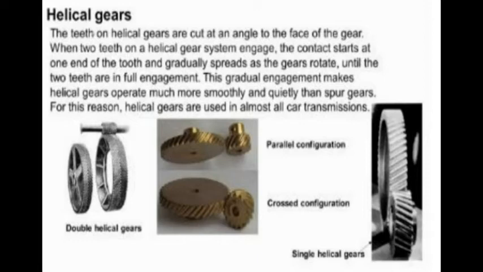And here we have a parallel configuration, which means the two axes are parallel to each other. And here a crossed configuration, where we can see one axis here and the other axis here. And here we have double helical gears. We can see the angle in this fashion as well as in the other direction. So this is a double helical gear.